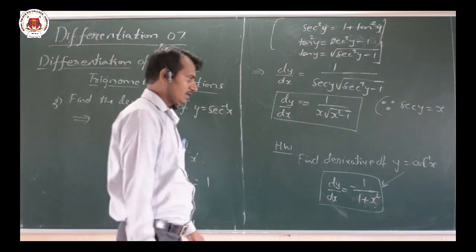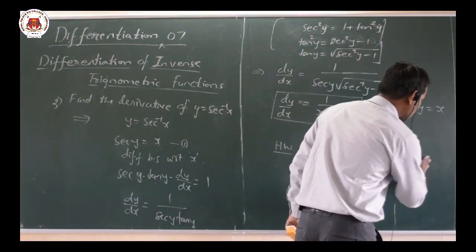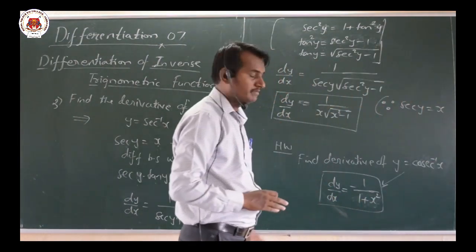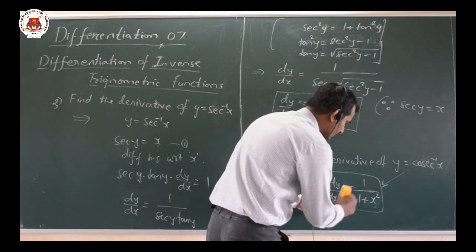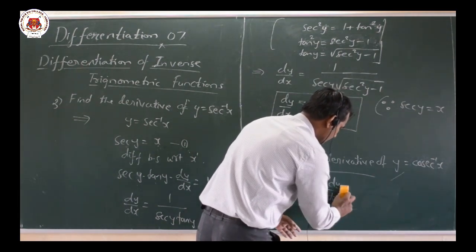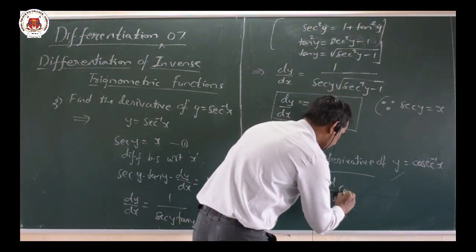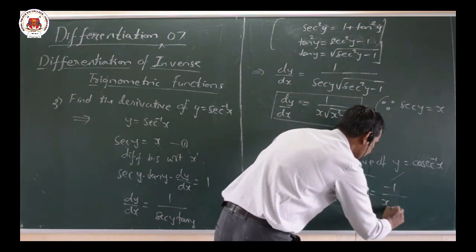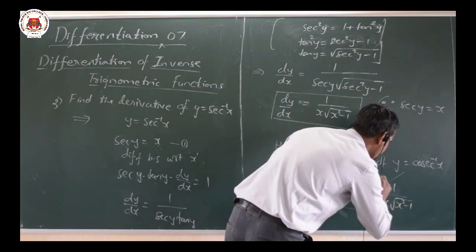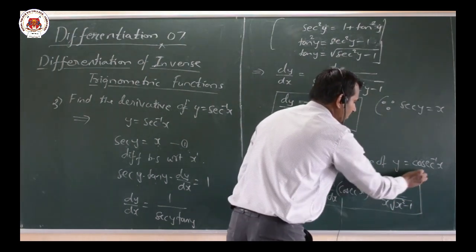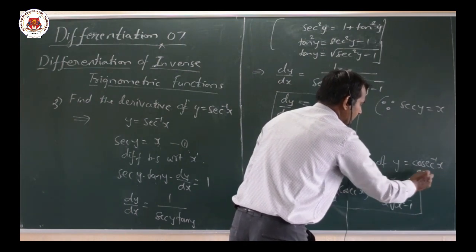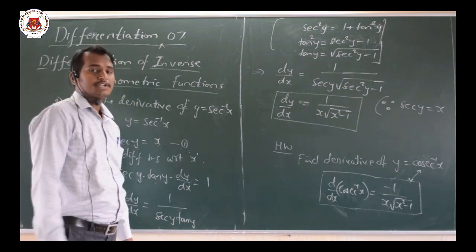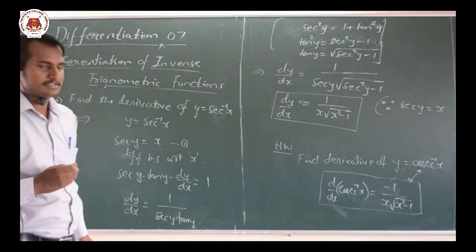Now the last one, cosecant inverse of x. The formula is the same, but instead of plus we will have minus. That is d by dx of cosecant inverse x equals minus 1 divided by x into root of x square minus 1. That is the required result. Dear friends, it is a very simple example. Now we shall recap all the formulas we have just discussed.